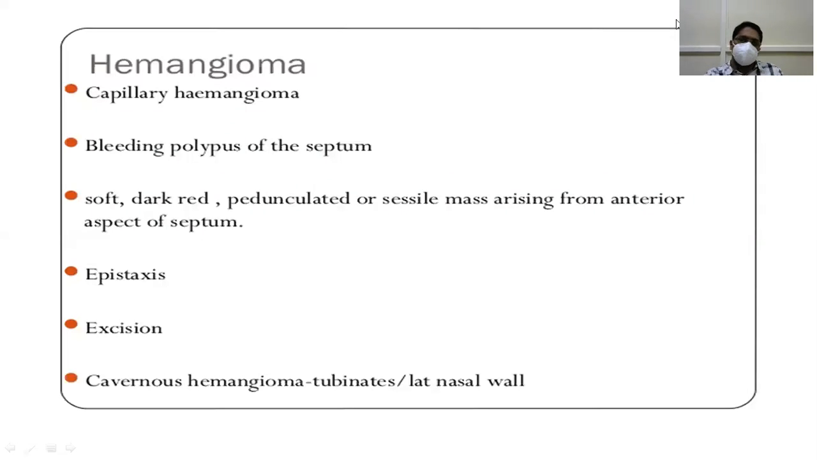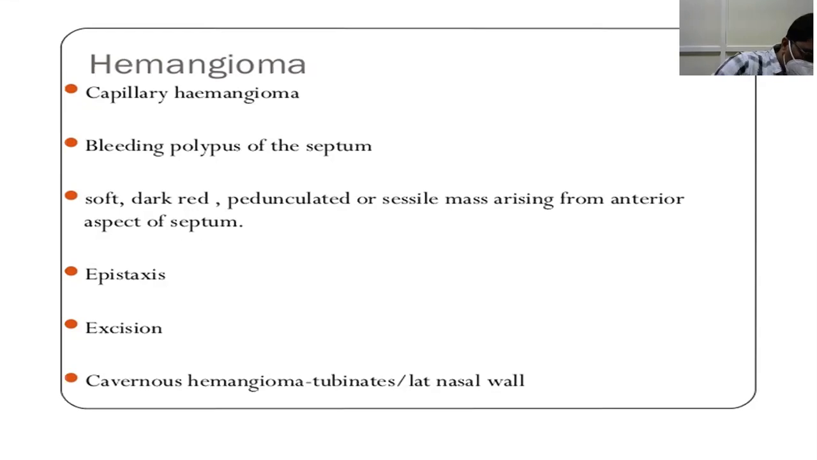Most common benign tumor of the nose is hemangioma. Most common benign tumor of the paranasal sinus is osteoma. You should know this, as it is asked in the entrance examination. Most common benign tumor of the nose is hemangioma. Most common benign tumor of the paranasal sinus is osteoma.